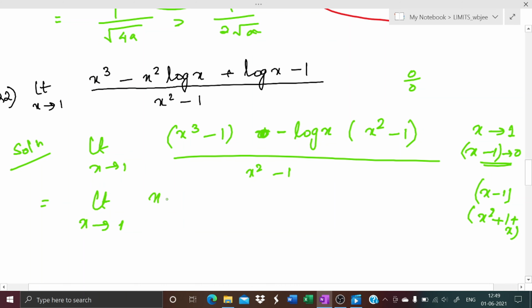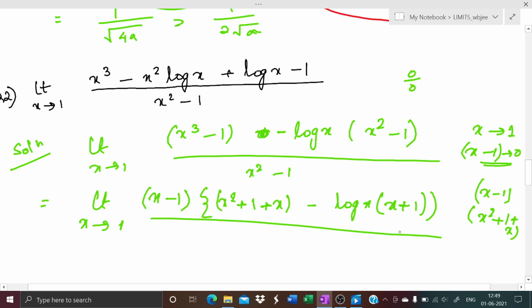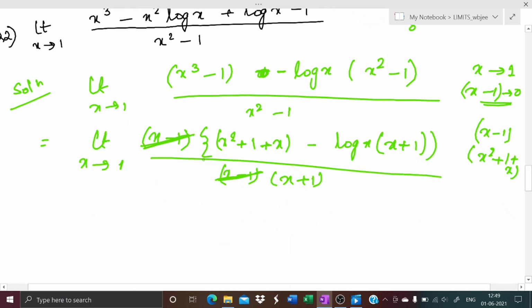So if I take x minus 1 common from the entire thing, then it will be x square plus 1 plus x, minus log x into x plus 1, by x plus 1 into x minus 1. So I could remove this factor from the entire expression.